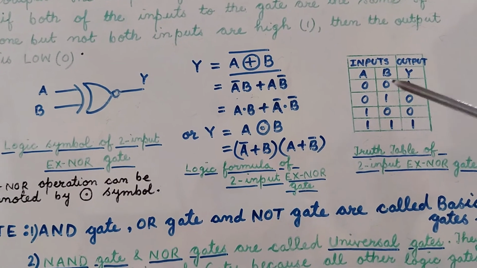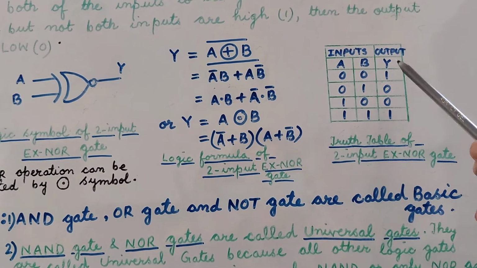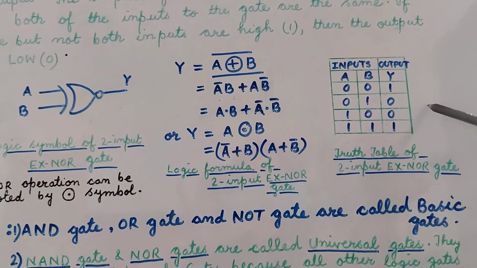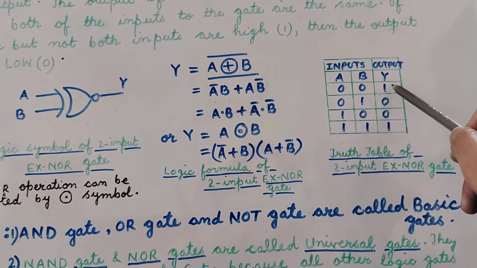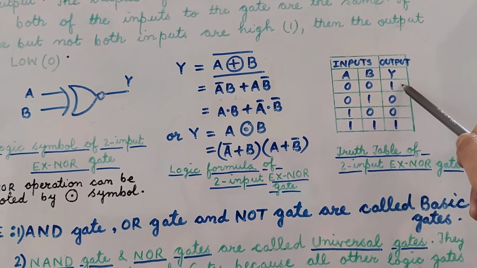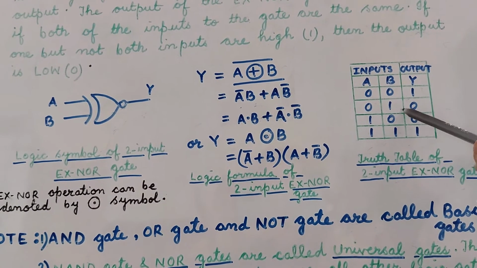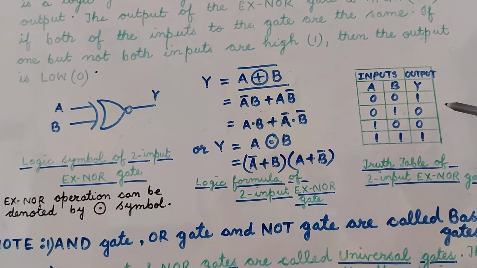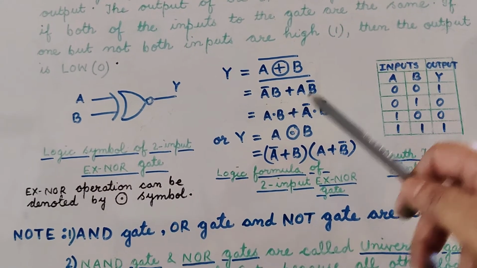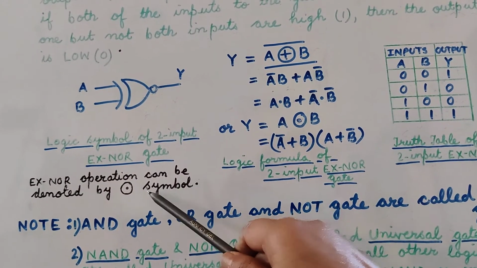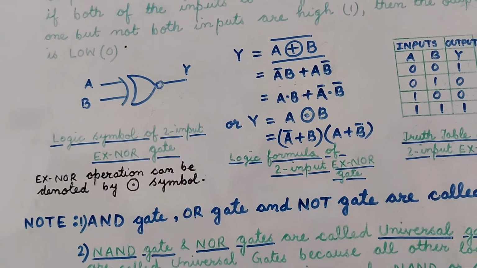Now if we draw the truth table of the XNOR gate, then from this table we find that when the value of the inputs are similar, then the value of the output obtained is high or 1, whereas when the inputs are different, then in that case the output of the XNOR gate is low or 0. Now the XNOR operation can be denoted by this dot within a circle symbol.